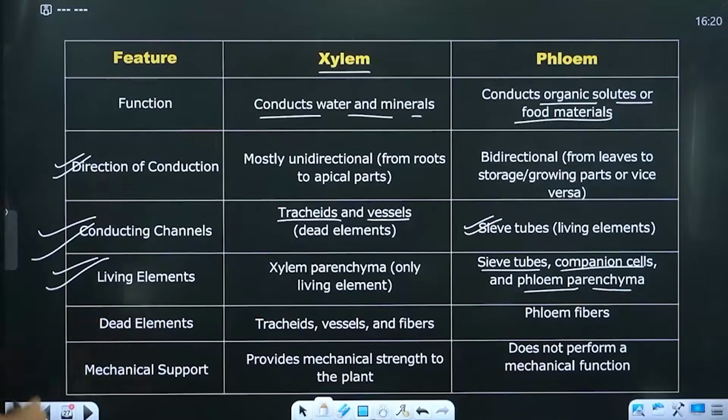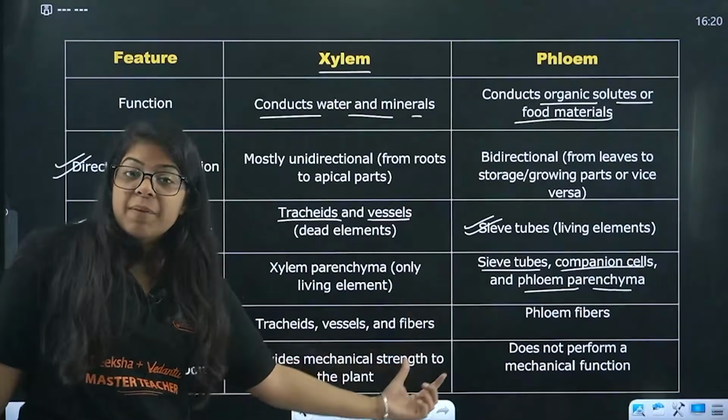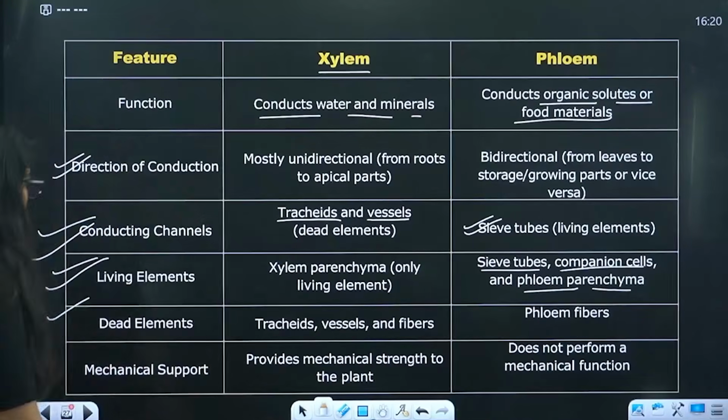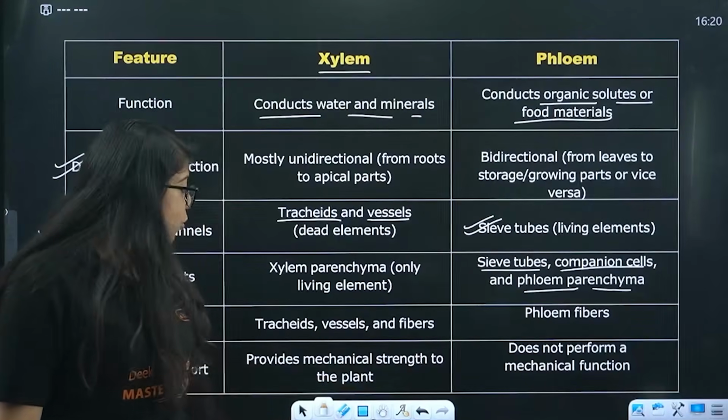Then we have dead elements. Tracheids, vessels and xylem fiber are your dead elements. In phloem, phloem fiber is the only dead element. Then mechanical support: which provides mechanical support to the plant?